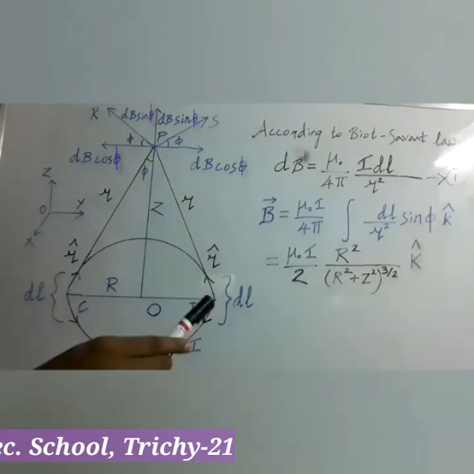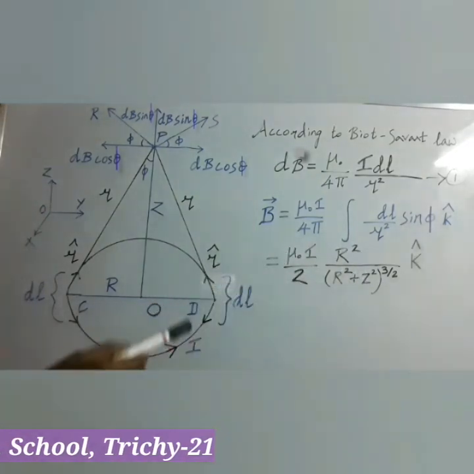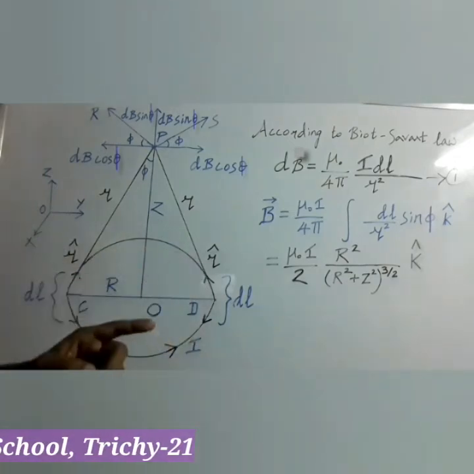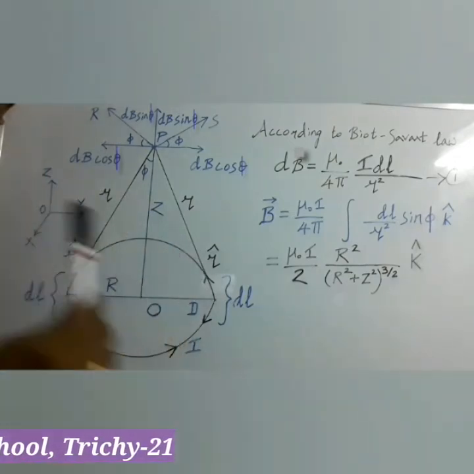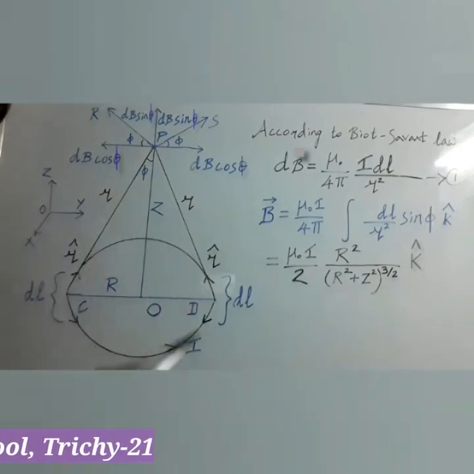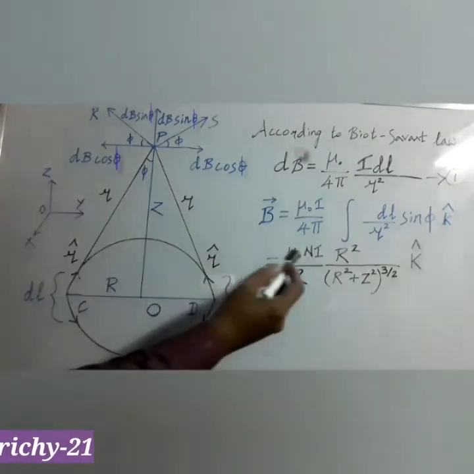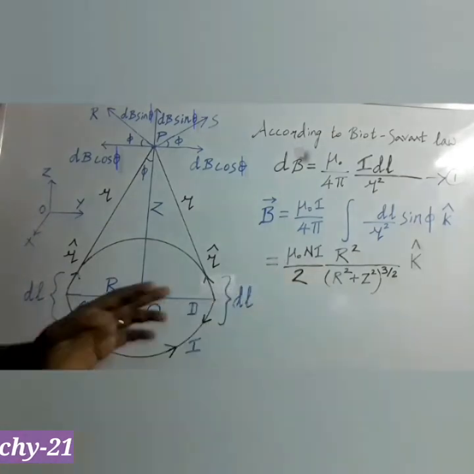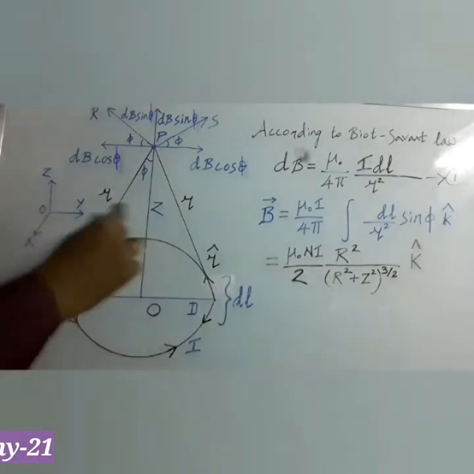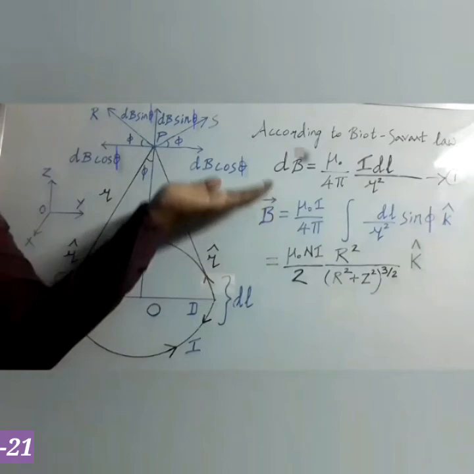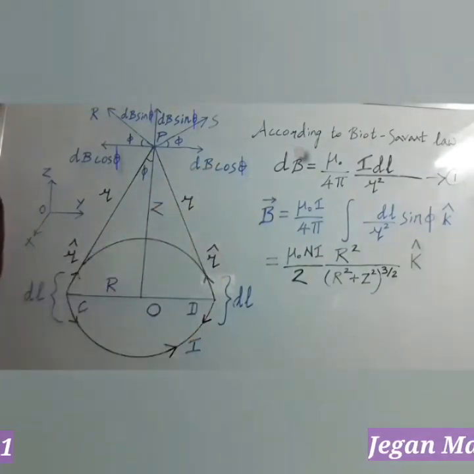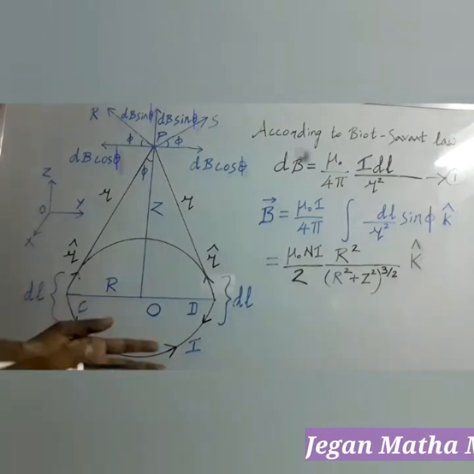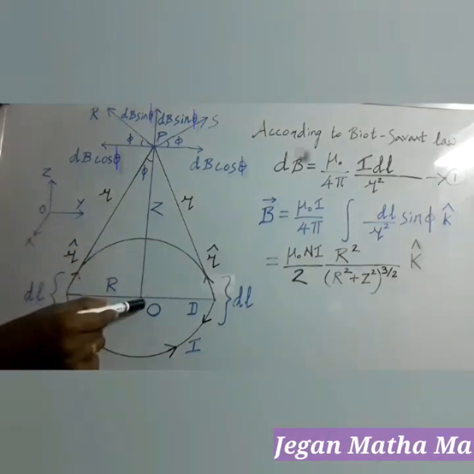It is the expression for the magnetic field given by the circular coil which has one turn. Suppose this coil has N number of turns, this expression can be multiplied by the number of turns. So here is the expression for the magnetic field given by the circular coil having capital N number of turns. As the number of turns increases, the magnetic field also increases. Here O is the center of the circular coil.